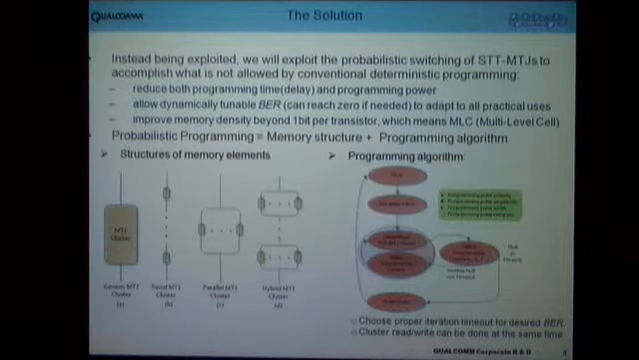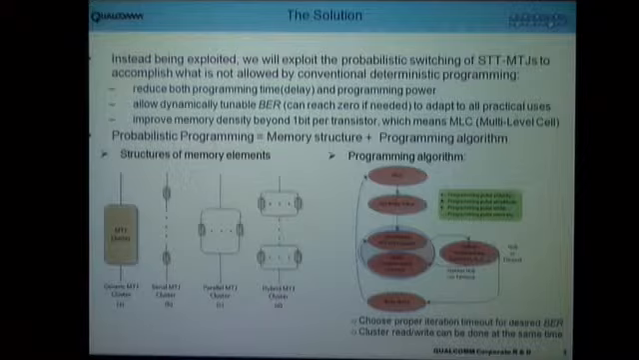Instead of being taxed by the requirement for deterministic switching, we need to exploit the probabilistic switching property of STT-MTJ. By doing that, we can reduce programming power and also programming time. We can also have a bit error rate that is dynamically tunable to adapt to practical use. And we can improve STT-MTJ MRAM to have a density beyond 1 bit per transistor. That means essentially a multi-level cell.